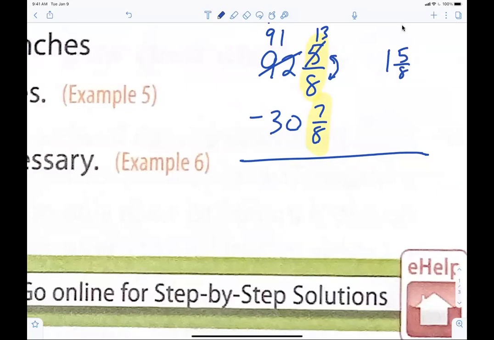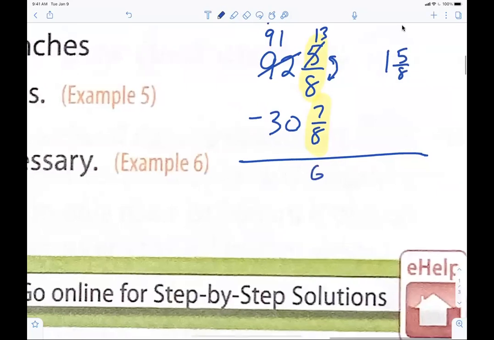13/8 minus 7/8, which is 6/8. You're correct. Which reduces to 3/4. But first, tell me what 91 minus 30 is. Oh, 61. Right? So then that answer becomes 61 and 3/4.